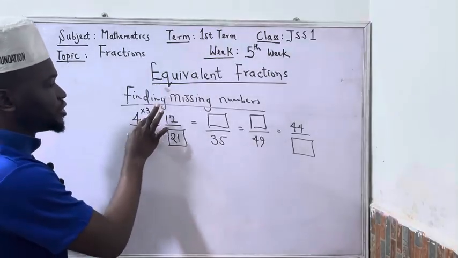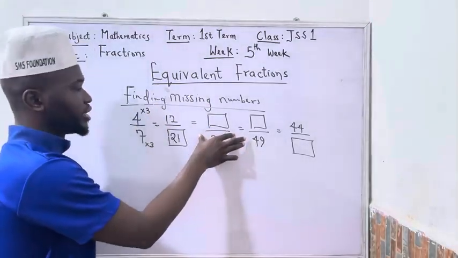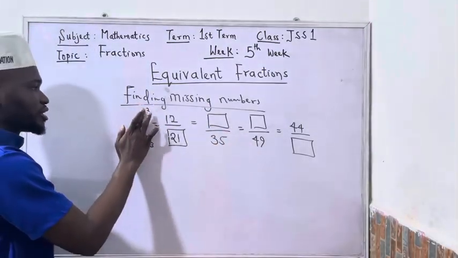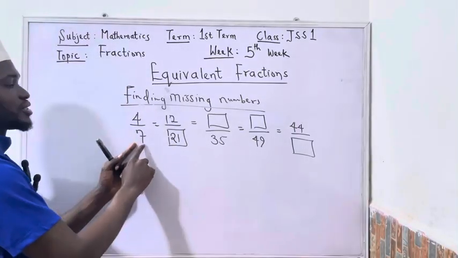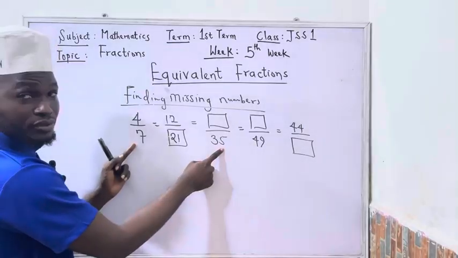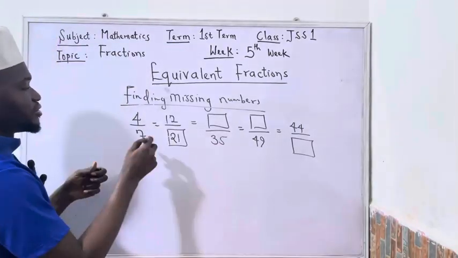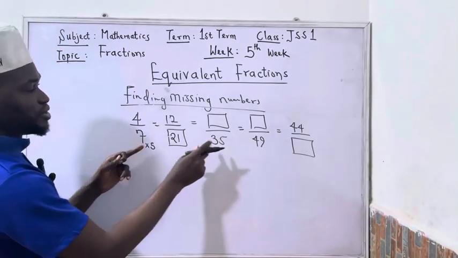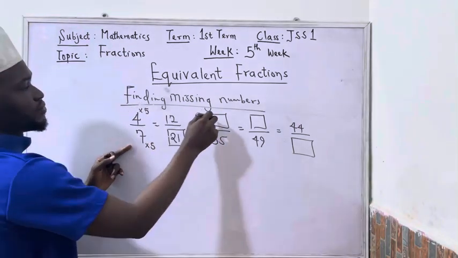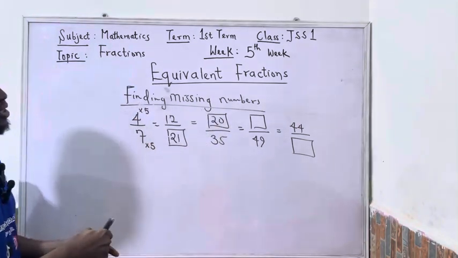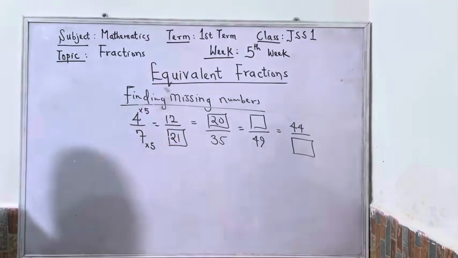Now, what happened between this and this? Let me clean this away because it must be something different. 7 times what will give me 35? That's 7 times 5, which gives me 35. Then I must multiply this by 5 also. 4 times 5 will give me 20. So this will be 20 over 35.